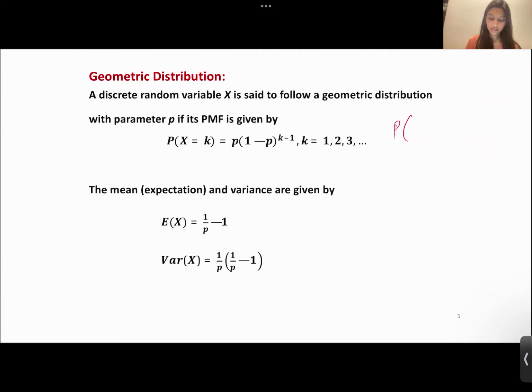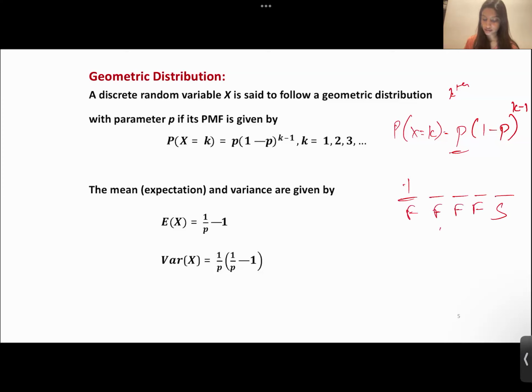Again, the PMF is defined by P of X equal to k, where P is the probability of success, which happens at the kth trial, and the probability of failure is 1 minus P. How many failures do you have? You have k minus 1 failures. So first, second, third, fourth, fifth attempt, this is a success. How many failures? 1, 2, 3, 4 failures. 4 failures and 1 success. So this is the formula that you use for a geometric distribution.